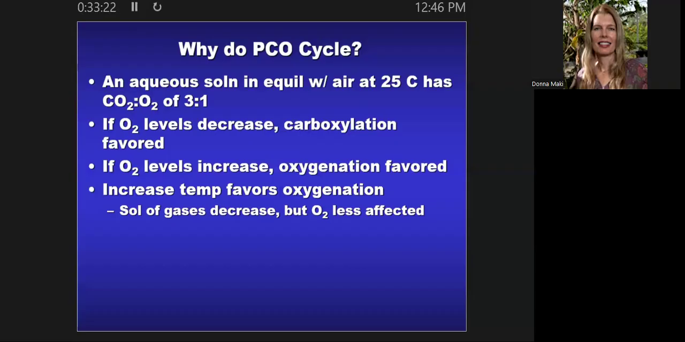Okay. So that means oxygen sticks around longer during hot temps. So if a plant is experiencing hotter temps, it's losing the ability, CO2 goes away, essentially. Oxygen is still there. So now we have the PCO cycle kicking in.